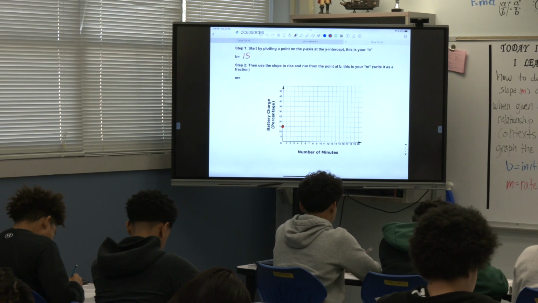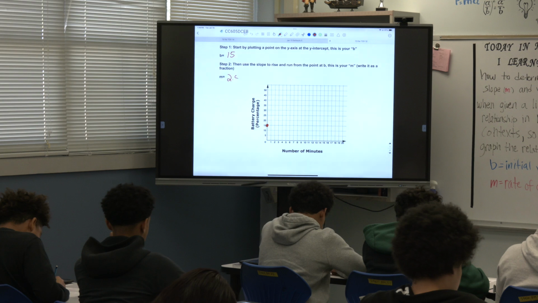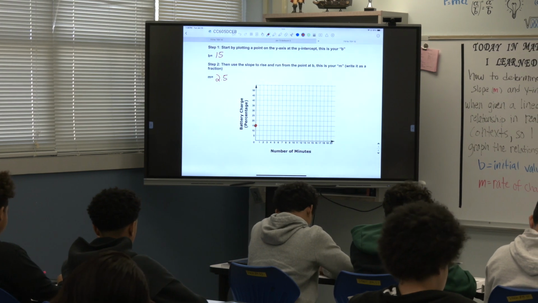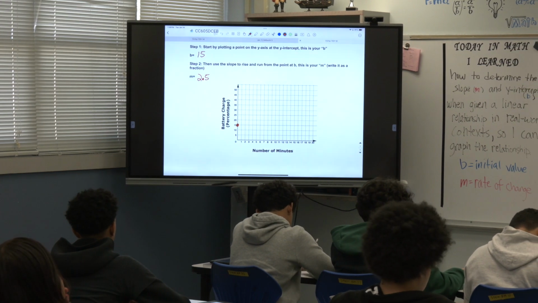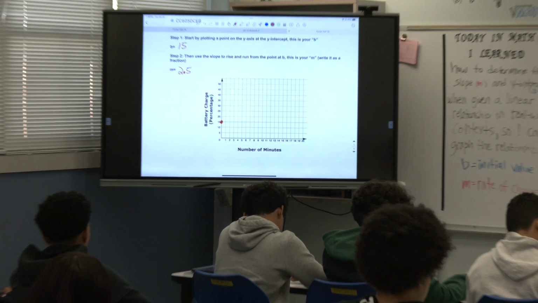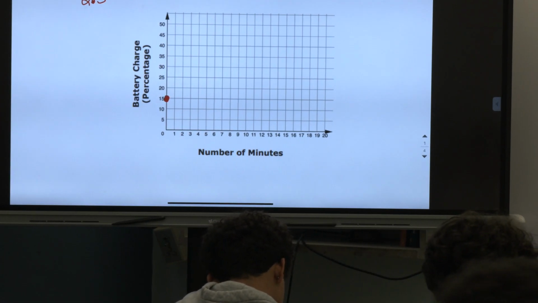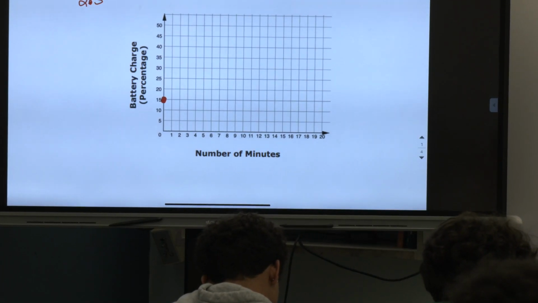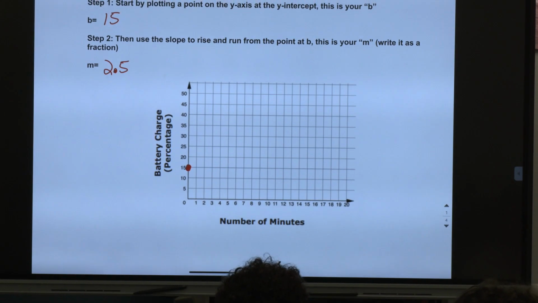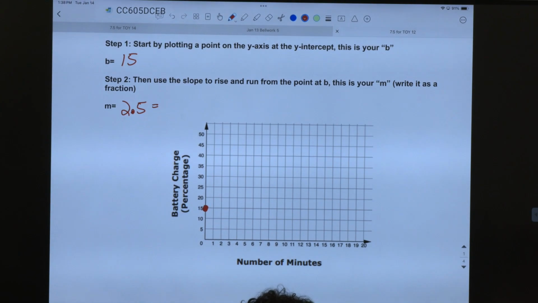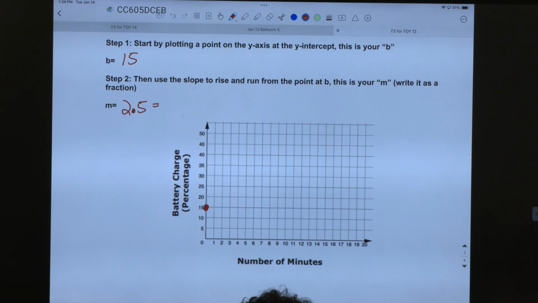And then we use our M. Our M is 2.5. What do we need M to be so that we can rise and run? A fraction. Okay, a fraction. Now, I see a lot of you going to your calculator. Good. Go ahead, Liz. What did you get? 2.5. You got 2 1/2.